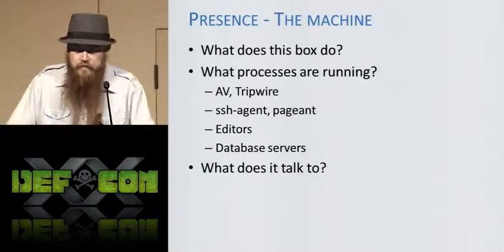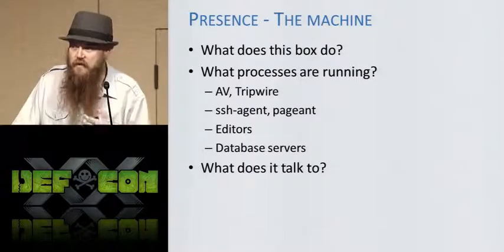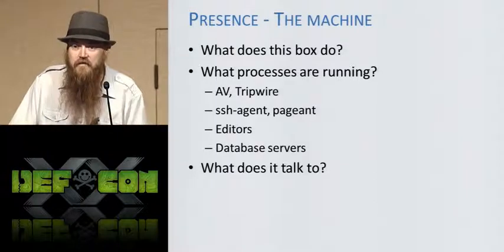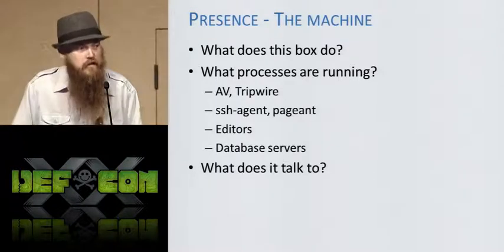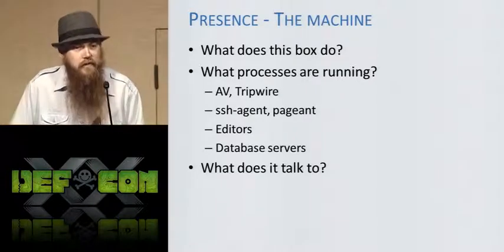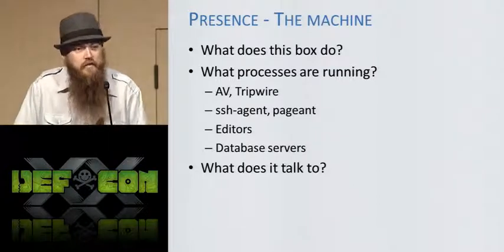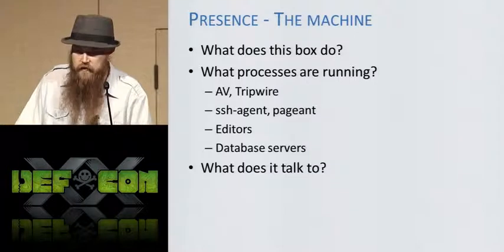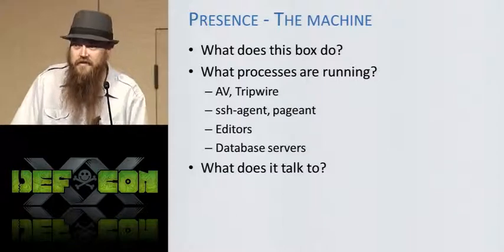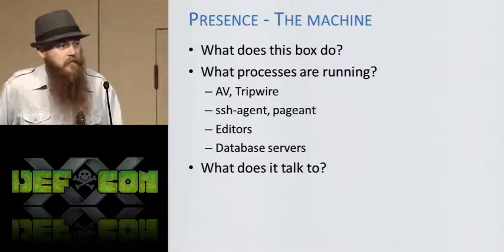So from the perspective of the machine, like I mentioned, the running processes can often tell you a ton about the box. If this guy is running some sort of antivirus or file integrity monitoring like Tripwire, then you know you're going to have to be careful when you upload files. If that's not there, then maybe you don't have to be so careful. But it's something that you have to know. SSH agent and Pageant are both very cool processes to see in the list, because it often means that you can steal that person's keys.